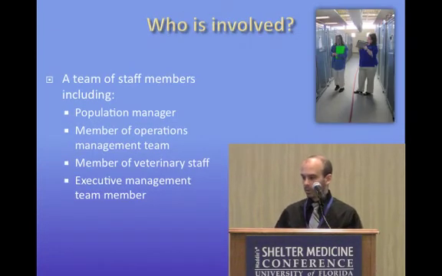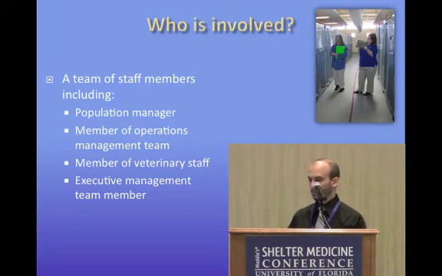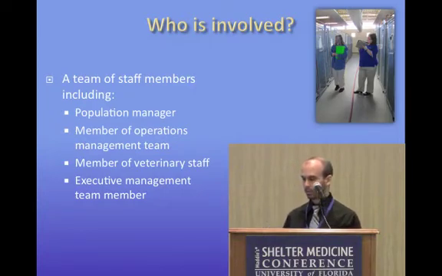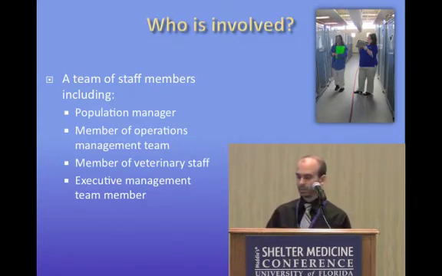So, who else is involved? We have a team of staff members that we want to see doing daily rounds, and the first person we want to identify is a population manager. They may have some other role in the shelter, but they are going to be the one person designated to be the population manager. They're going to be in charge of maintaining the list, which we'll talk about and show you, of all the animals and what their needs are that are identified during daily rounds.